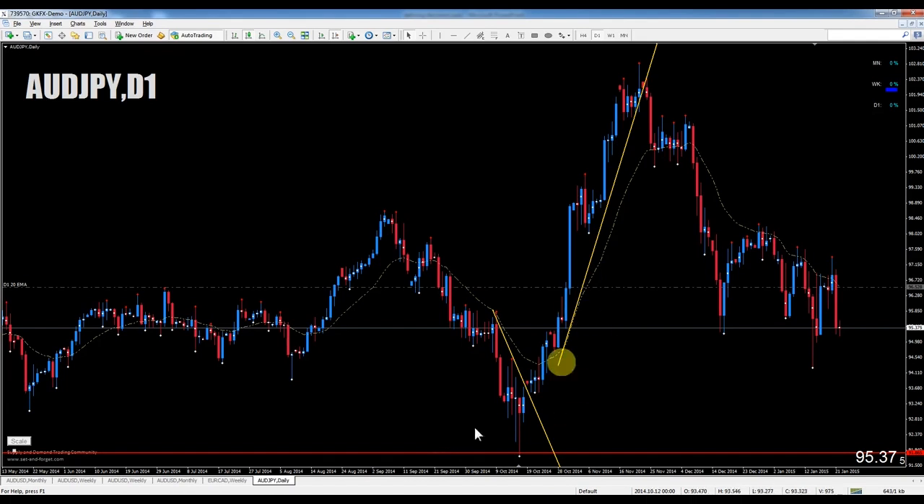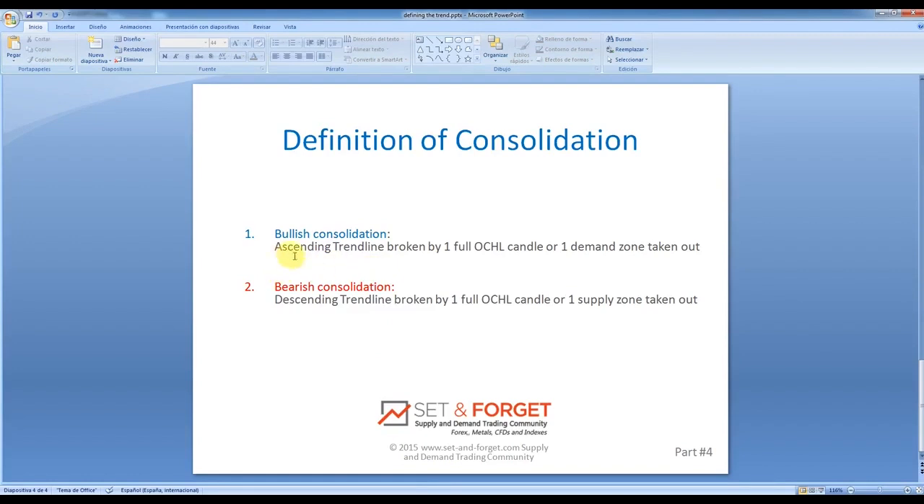This is the definition of consolidation, the two nuances for consolidation: bullish and bearish consolidation.